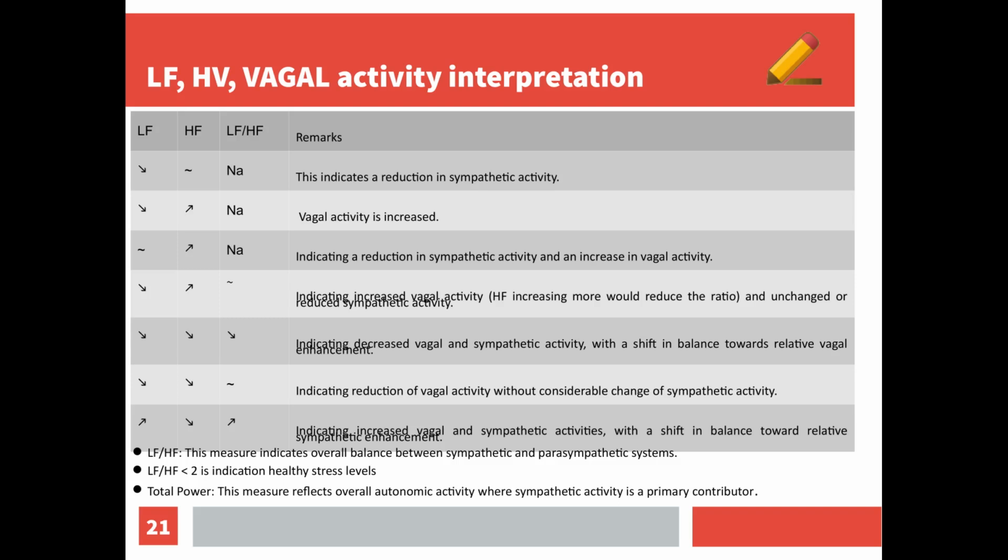LF/HF ratio indicates sympathetic parasympathetic balance. A ratio below 2 suggests healthy stress levels. Total power reflects overall autonomic activity, primarily influenced by sympathetic activity. Changes in these measures can indicate shifts in vagal and sympathetic activities, crucial for understanding autonomic function.